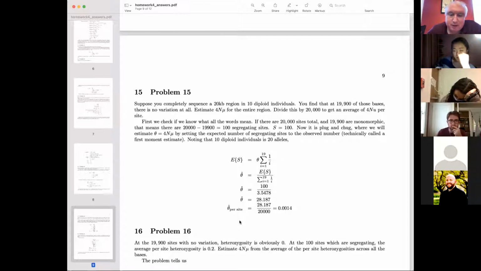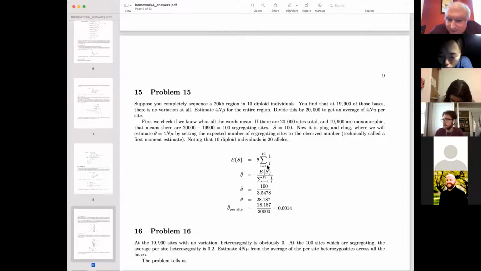So expect little problems like this on exams. And the only tricky part is just getting the words right. 20 kb region, okay, that's the length of the region. How many people did we sequence? Well, if they're diploid, it's probably twice that number. Make sure you subtract the ones, that kind of stuff. That's where everybody is going to lose a point here, lose a point there.